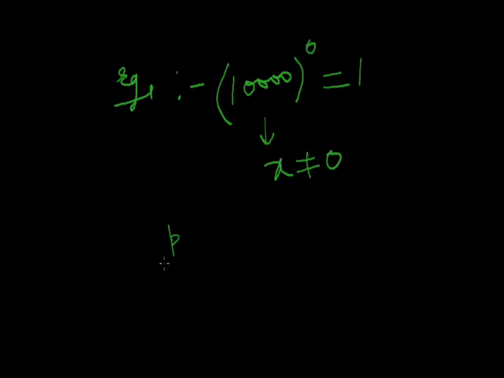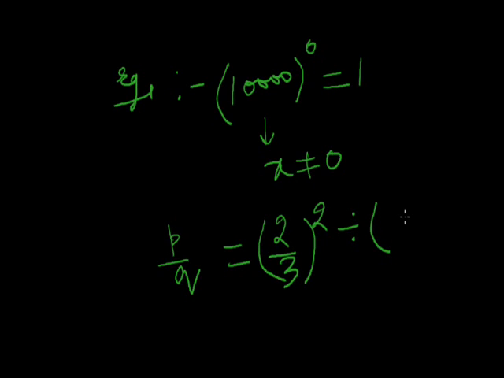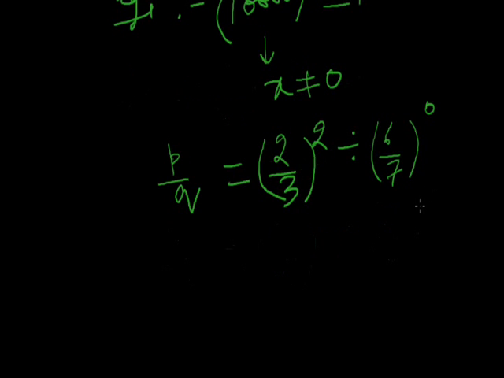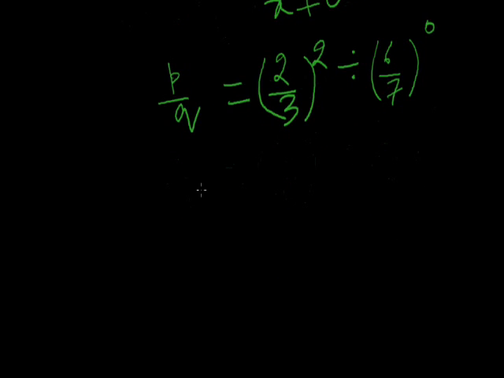So it is given that P divided by Q is equal to (2/3) whole square divided by (6/7) raised to the power 0. You can take anything you like. Now this 6 by 7 raised to the power 0 term is becoming 1.